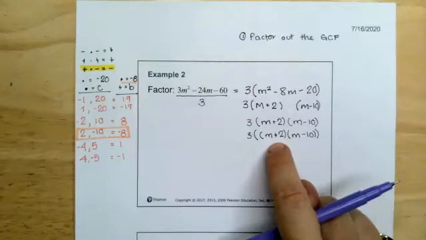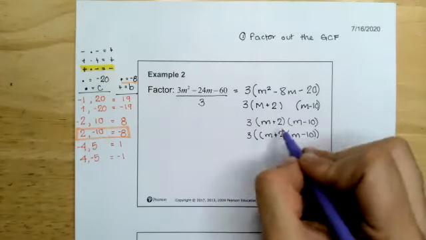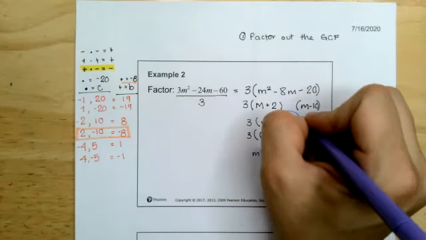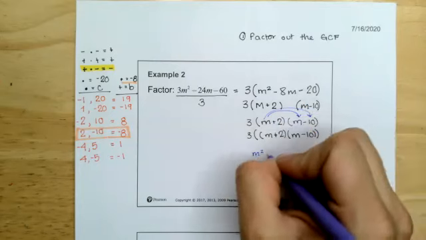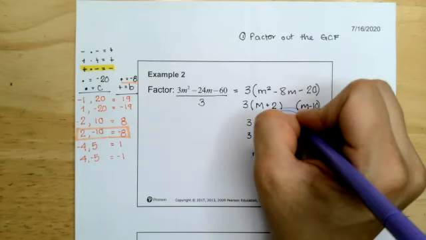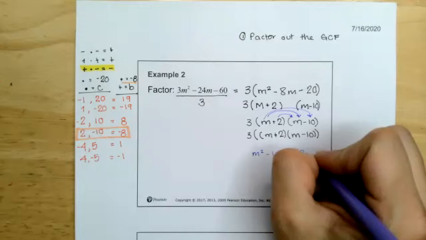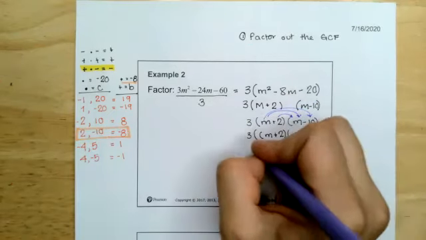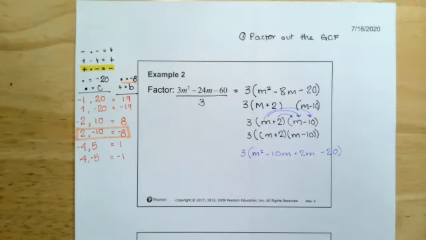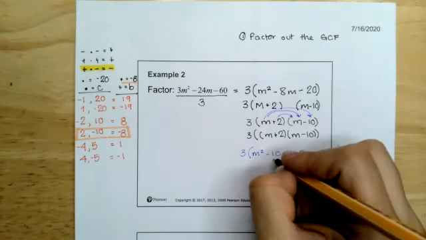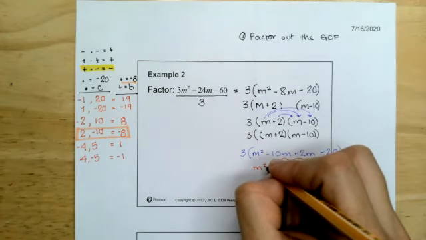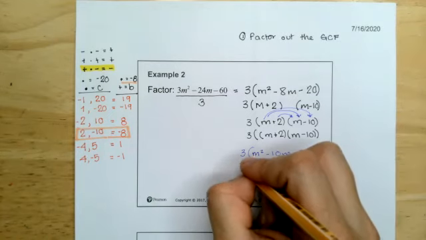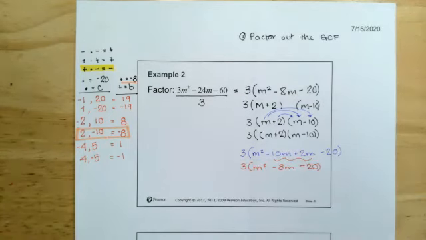according to PEMDAS, which starts with parentheses, so we'll do the inside numbers first. M times M is M squared. M times a negative 10 is a negative 10M. 2 times M is a positive 2M. Positive 2 times a negative 10 is a negative 20. But all of that is still being multiplied by 3. Combine these two, you get M squared minus 8M minus 20 times 3.